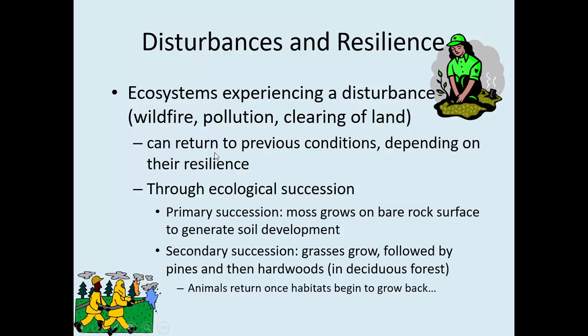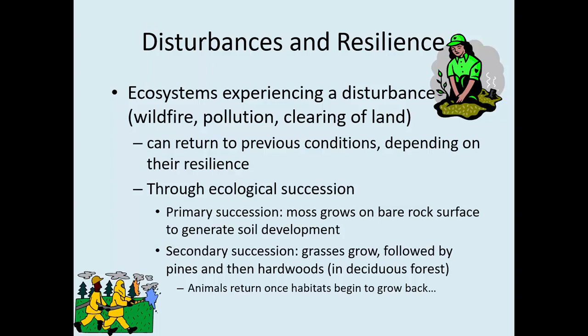But then over time, that landscape can return to its previous conditions, depending on how resilient the landscape is and also how harsh the disturbance was. This process we call ecological succession. The first step in ecological succession: you can imagine if wildfires come through and destroy everything, you just have bare soil and bare rocks. So the first step is that moss will begin to grow on the bare rock and soil surfaces. This helps to generate soil development and the development of soil horizons.